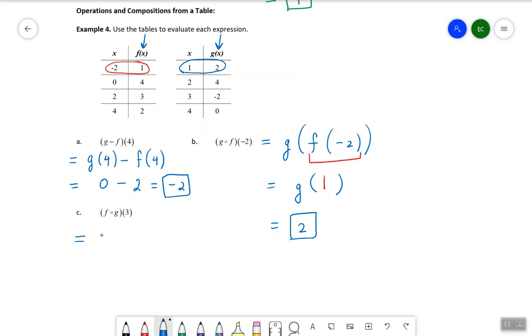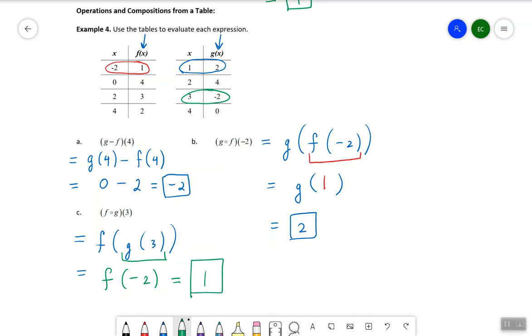One more problem. F circle g of 3 is f of g of 3. The inside function is g. G of 3 is negative 2. When we put that negative 2 into the f function, what comes back is 1 right here. Okay, that's all for section 2.8.